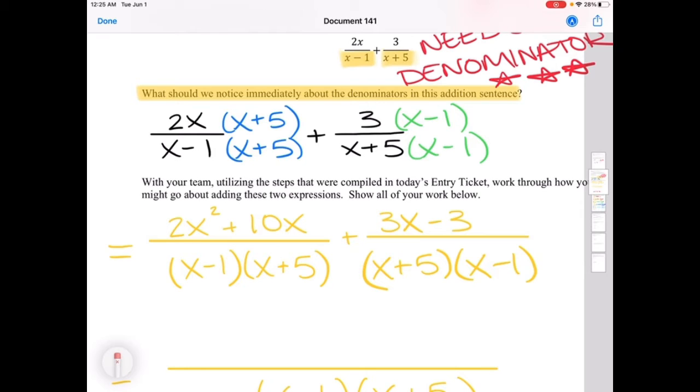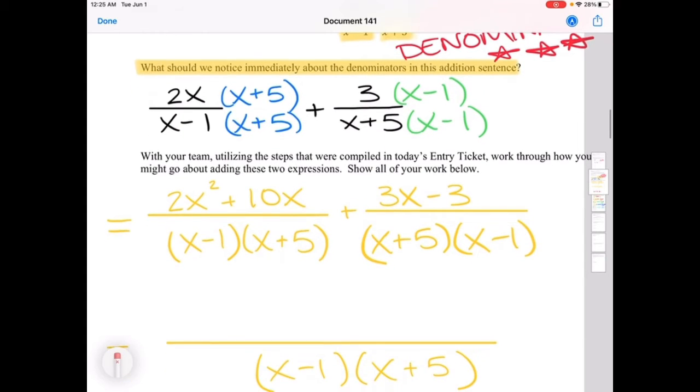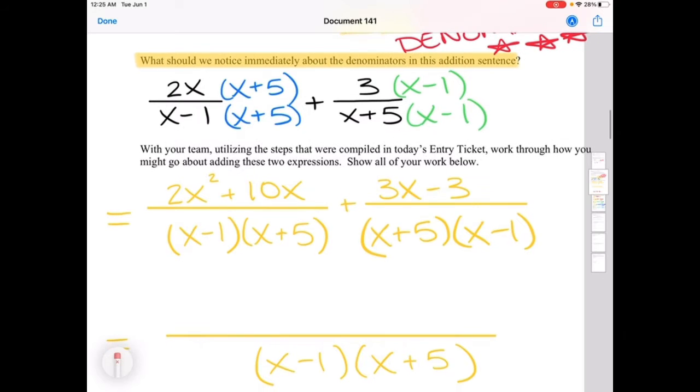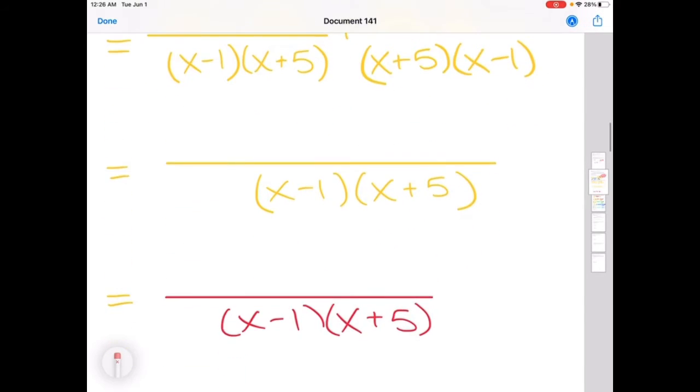Notice that they're all over the same denominator. On the left, we have x minus 1 times x plus 5, and on the right, we have a denominator of x plus 5 times x minus 1. That is the same thing. Those are equivalent denominators. It does not matter what order you have them, because you're multiplying those two factors, and because order does not matter in multiplication, these are equivalent denominators. So we can actually keep it all over one denominator for the remainder of the problem.